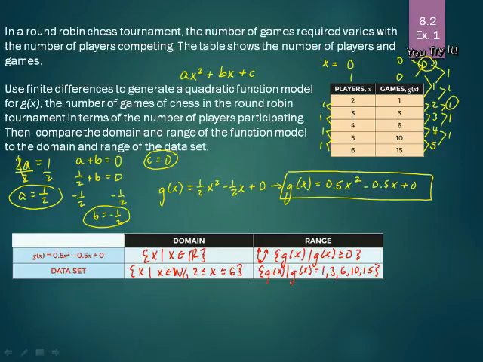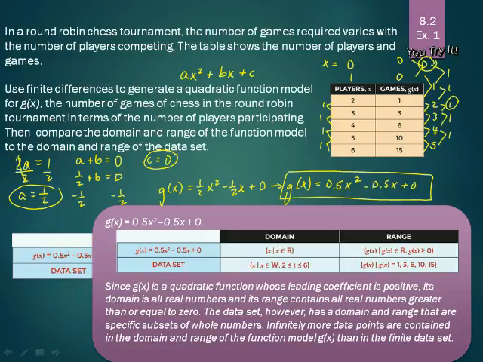Let's go ahead and summarize our answer. g of x equals 5/10 x squared minus 5/10 x plus 0. Then we have our domains and ranges for our function model and our data set. Since g of x is a quadratic function whose leading coefficient is positive, its domain is all real numbers and its range contains all real numbers greater than or equal to 0. The data set, however, has a domain and range that are specific subsets of whole numbers. Infinitely more data points are contained in the domain and range of the function model, g of x, than in the finite data set.